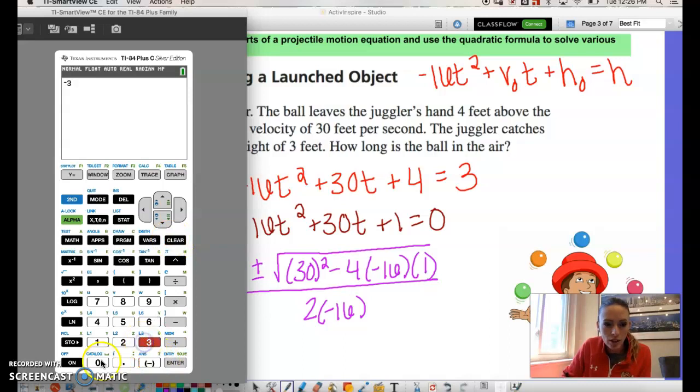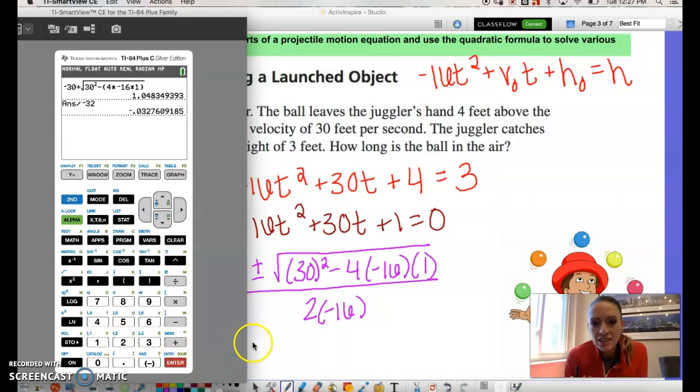So we have negative 30 plus the square root of 30 squared minus, and I always put this in parentheses, 4 times negative 16 times 1. Then you can either start off by putting these in parentheses, or you can push enter and then do divided by negative 32. And we get a negative. Now, does it make sense to have a negative time when we're talking about how long it takes the ball to reach back to our hands? No. So we would plug this in the opposite way.